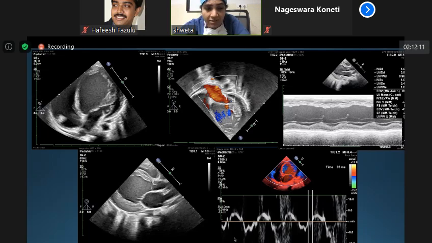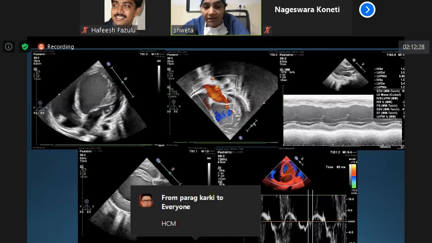With tissue Doppler, you can see it's almost reaching 8. So it cannot be viral myocarditis, because of a tissue Doppler E by A of around 8 to 10, with posterior walls of 1 centimeter and a dilated, dysfunctional ventricle. So there is something else we are dealing with in this patient.